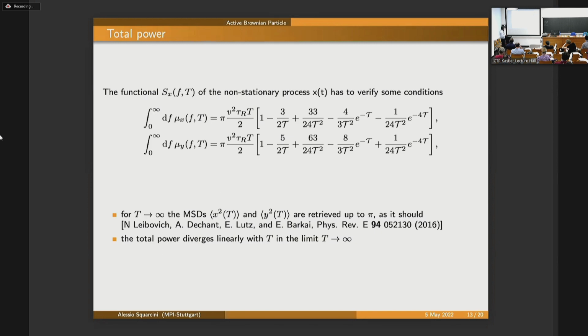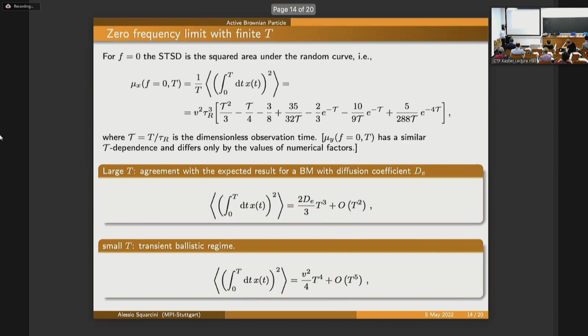Then the functional S of x has to satisfy some constraints. If you take the full integration over the frequency domain, we need to recover the mean square displacement, as was observed by Barkai and co-workers in this paper, up to a factor pi. And this is what actually is happening. So this was somehow a consistency check.